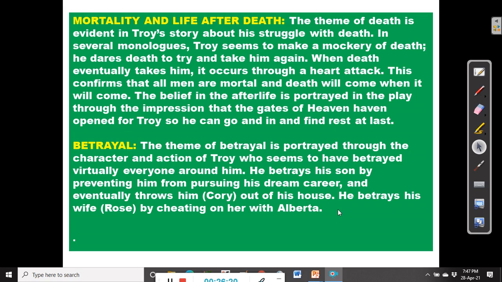Again, we can see betrayal in the way the American racist authorities actually betray the African Americans. Of course, we can see that the roots of the crisis in Troy's family can be attributed to the deprivations that he suffers in the hands of the racist authorities in the American society.